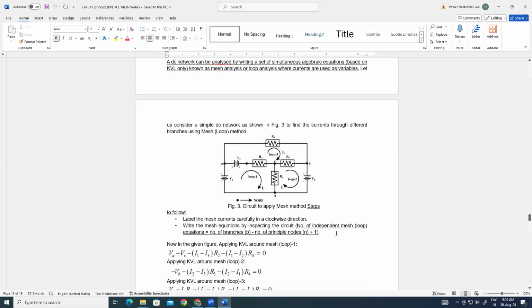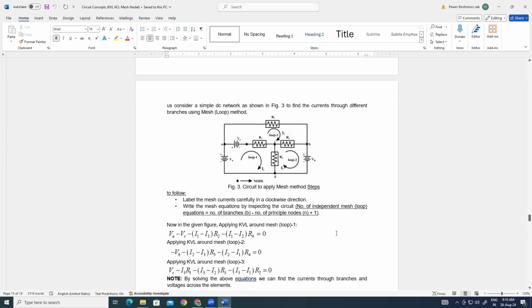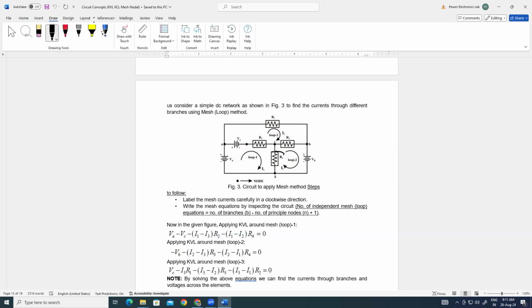Okay, so if there is a current source available in the circuit, how will you solve it using the mesh method? Suppose there is a current source here in place of this resistor. How will you apply KVL if there is a current source here?